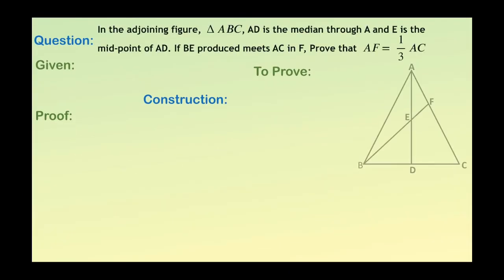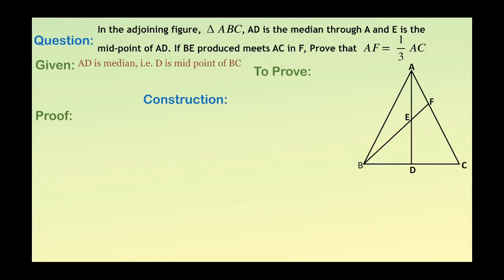After learning the converse of the midpoint theorem, let us see a few questions based on the application of that theorem. The first question says that in the adjoining figure, triangle ABC, AD is the median through A and E is the midpoint of AD, that is median AD. If BE is produced meets AC at F, then prove that AF is 1/3 of AC.